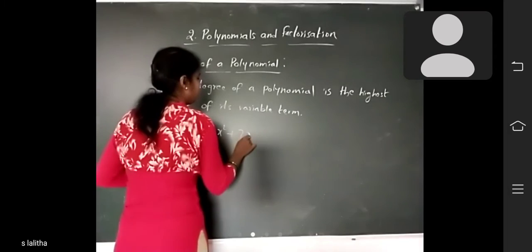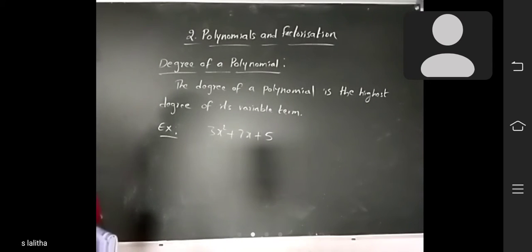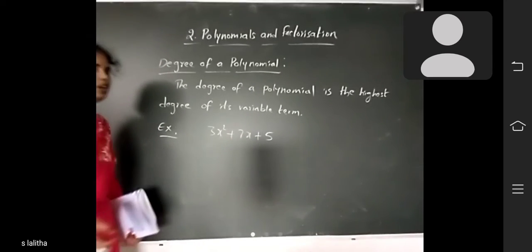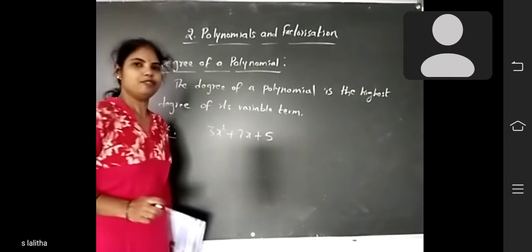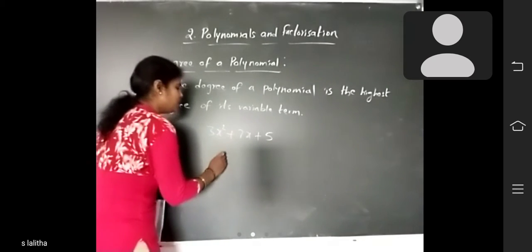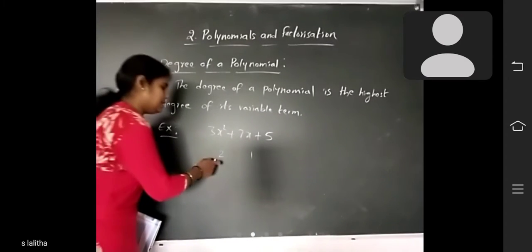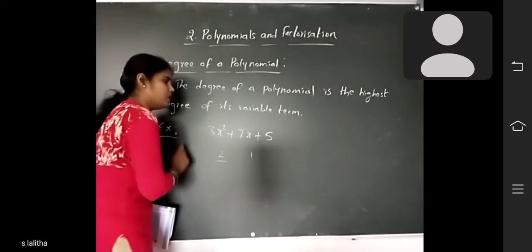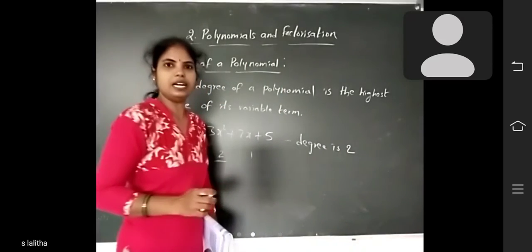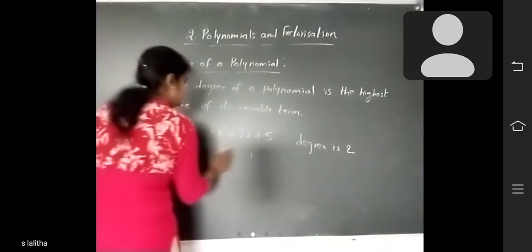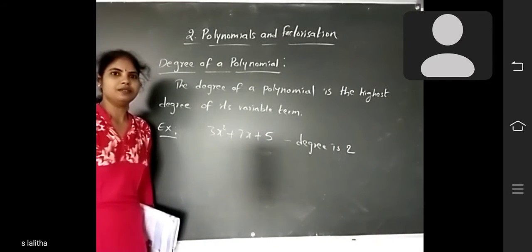3x square plus 7x plus 5. So what is the degree of this polynomial, children? Is it a polynomial? Yes, it is a polynomial. Why? Because powers are positive only. And what is the degree of the polynomial? Here power is 2. Here power is 1. Which one is the highest power? Yes, 2 is the highest power. So degree is 2. Did you understand that? Which one is the highest degree? That is the degree of the polynomial. Did you understand, children? Come on, write.